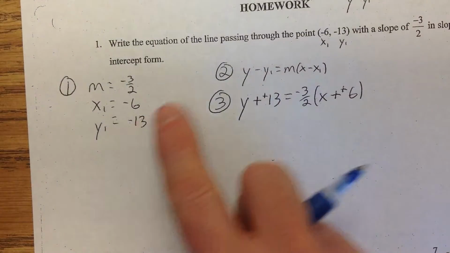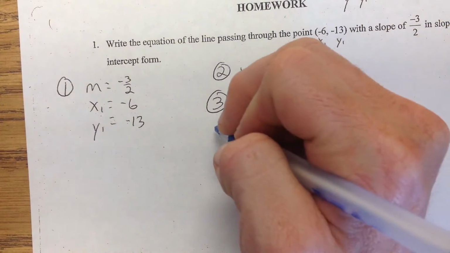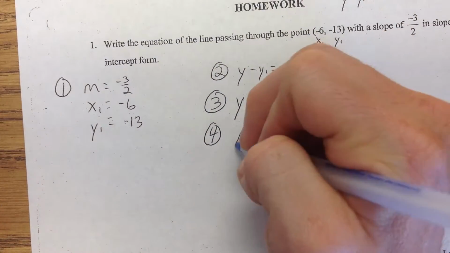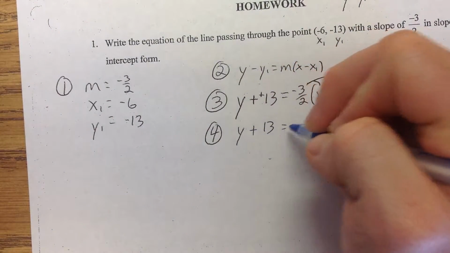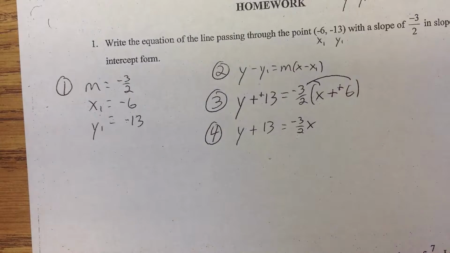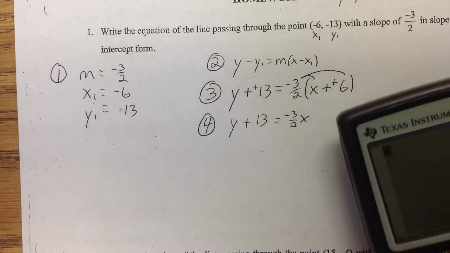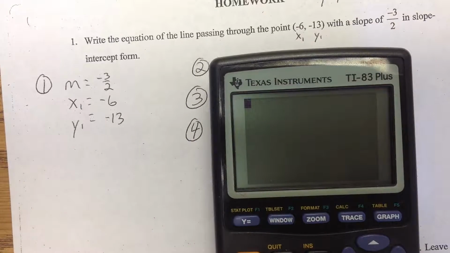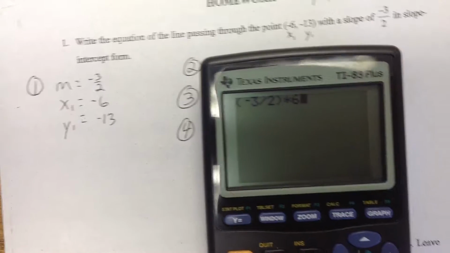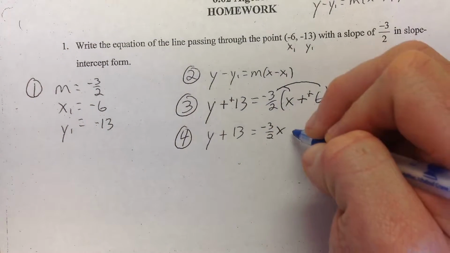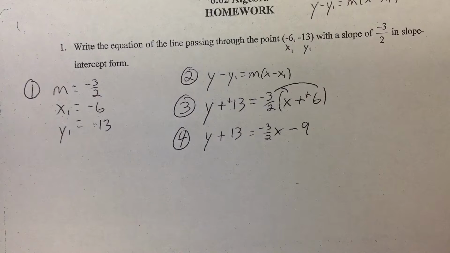So step one is to gather the information. Step two is to write the formula. Step three is to plug it in. And then step four is to solve for y. So we're going to start with some distribution. We get y plus 13 equals -3/2 x. And then again, don't be intimidated by distributing a fraction. We can do that on our calculator. We can bring out a calculator and just say -3/2 times 6. That gives us a -9. So I'm going to write that as -3/2 x minus 9.